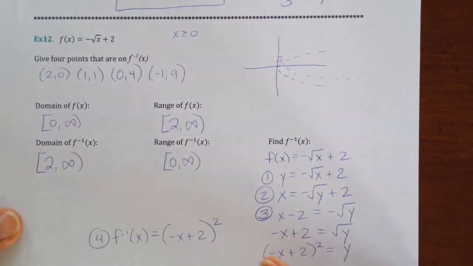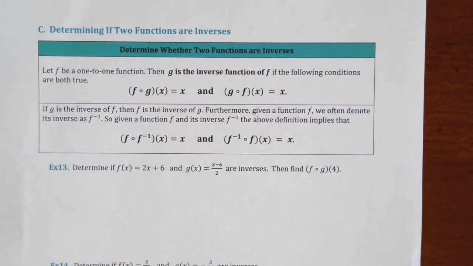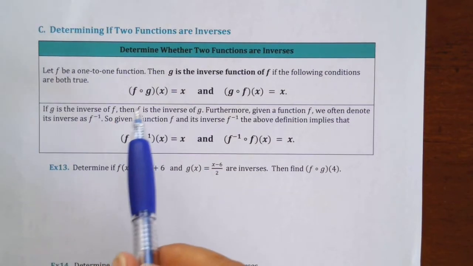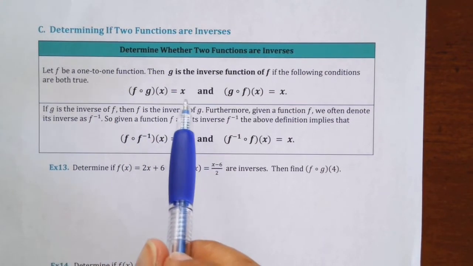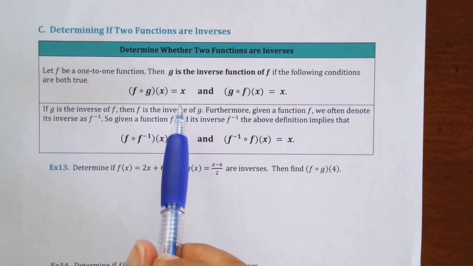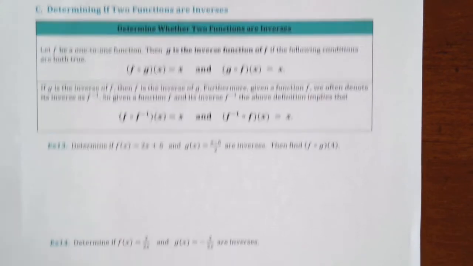All right. Okay, so let's move on to part C. Here's the last page, and this is just to determine if two functions are inverses of one another. So it's a composition problem. For you to be able to show that two functions are inverses, you have to show that the composition of the two functions gives you the value of x, and only x, okay? So you have to prove that by showing that.